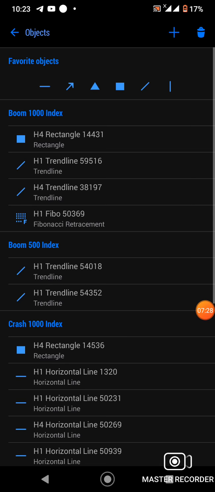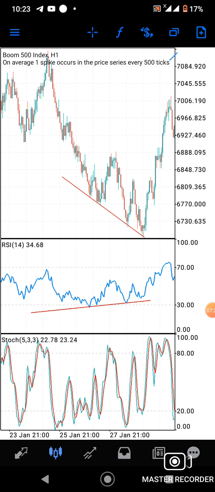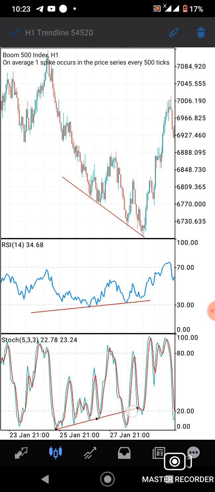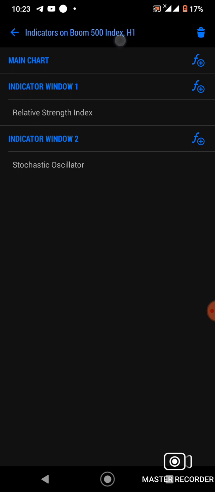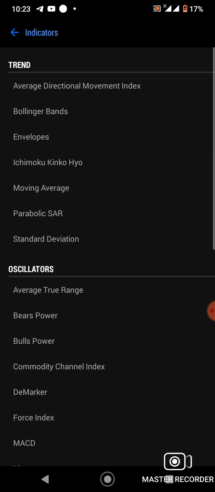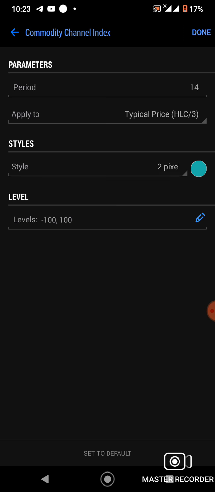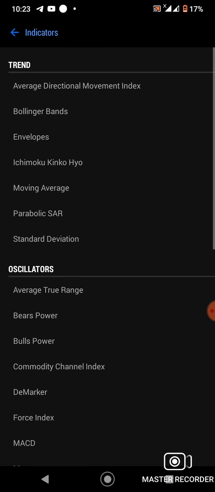Because even if we are seeing it now, it's still the same thing, but sometimes stochastic might not respect it. But you know some people also use stochastic. Some also use CCI. Sorry, not CCI.